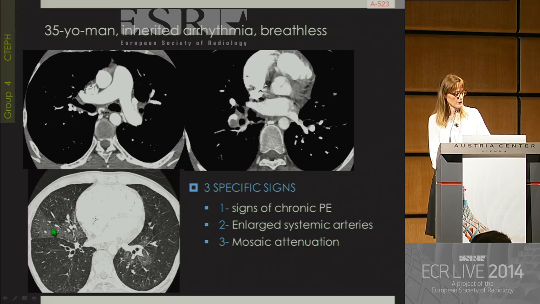And in this patient, only this part of the lung remains vascularized, and also this part. So it's a very severe disease. And the last sign is pseudobronchial dilatation. If you compare the size of this artery and the size of this bronchus, it's not the bronchus which is enlarged, it's the artery which is very small.